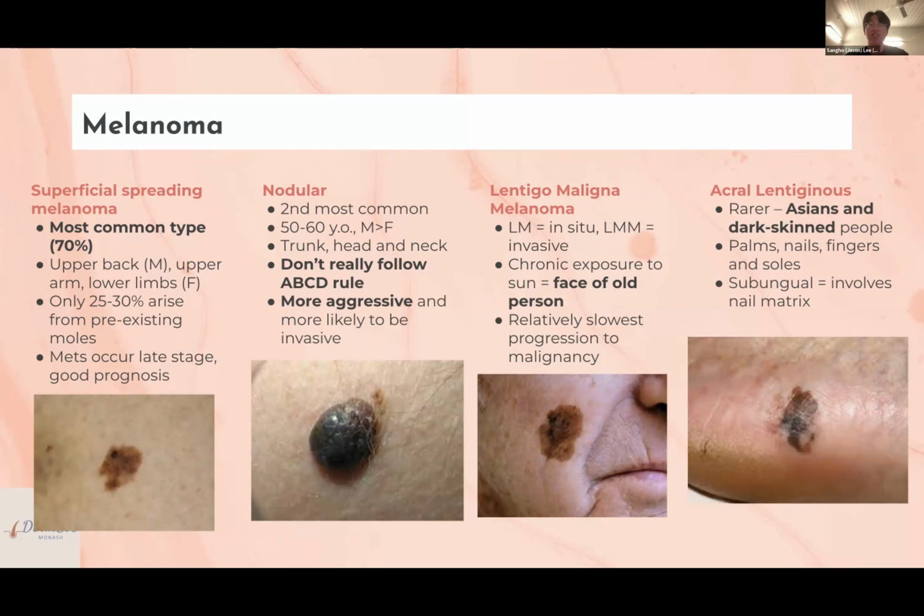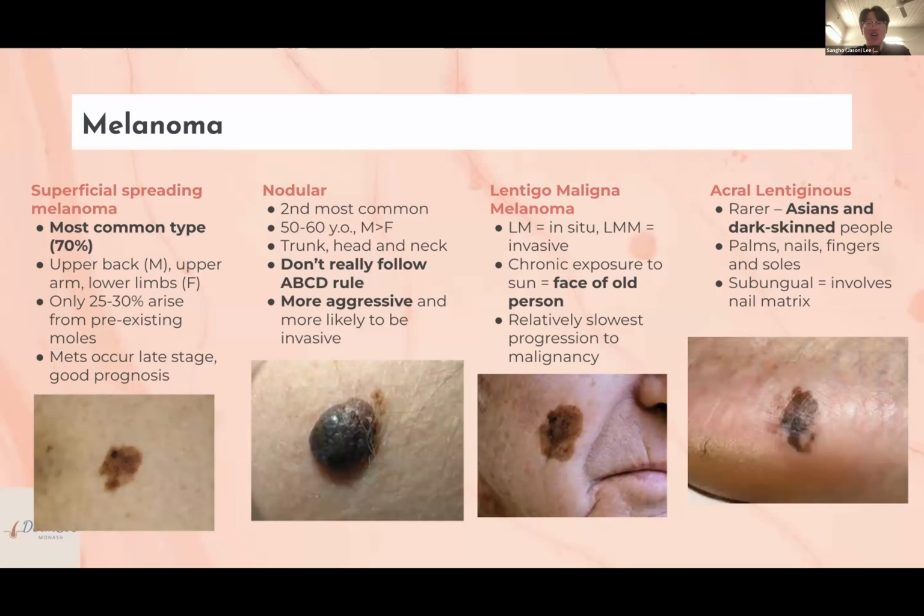These are more aggressive since they grow more vertically first before going radially. So they have a vertical growth phase a lot quicker, and they don't really follow the ABCD rule either. So these ones we really want to keep an eye out and treat them at the first instance when we find them. Lentigo maligna melanoma.